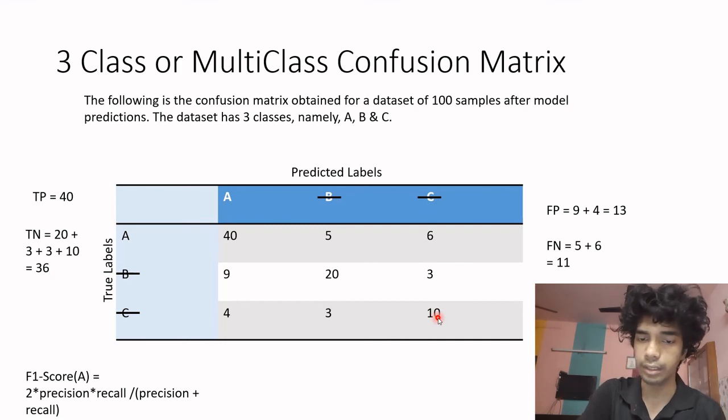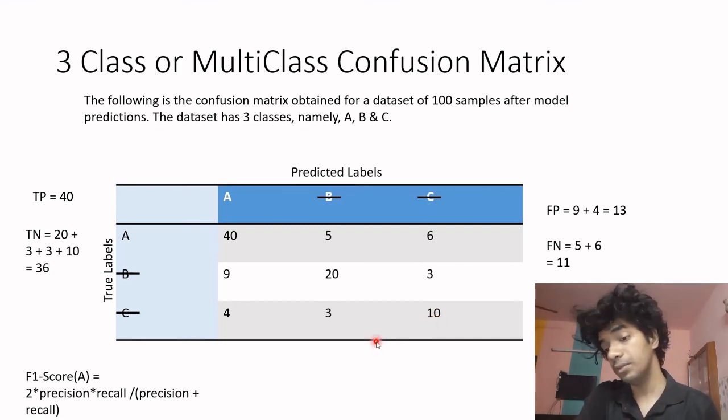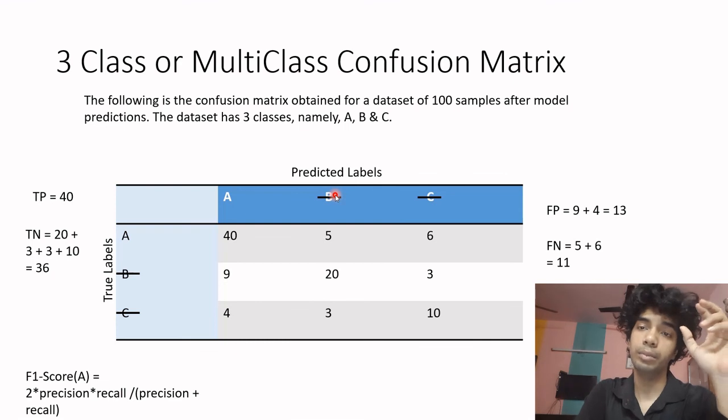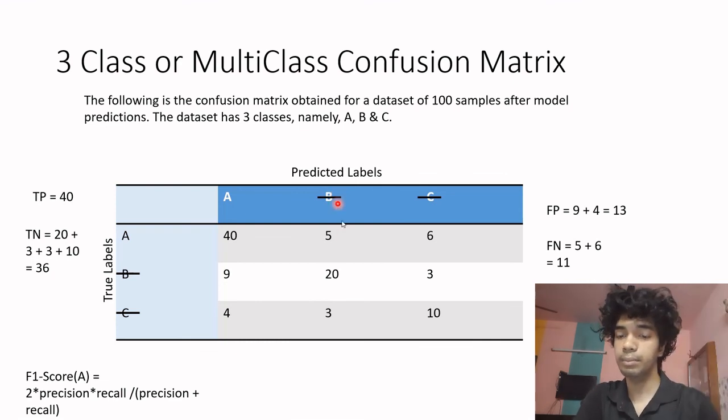Coming to the false positive of B, it would be the samples which were predicted B but actually are not. Those would be 5 plus 3. False negative of B would be samples which were not predicted B but were actually B, which would be 9 plus 3. I hope this is clear.